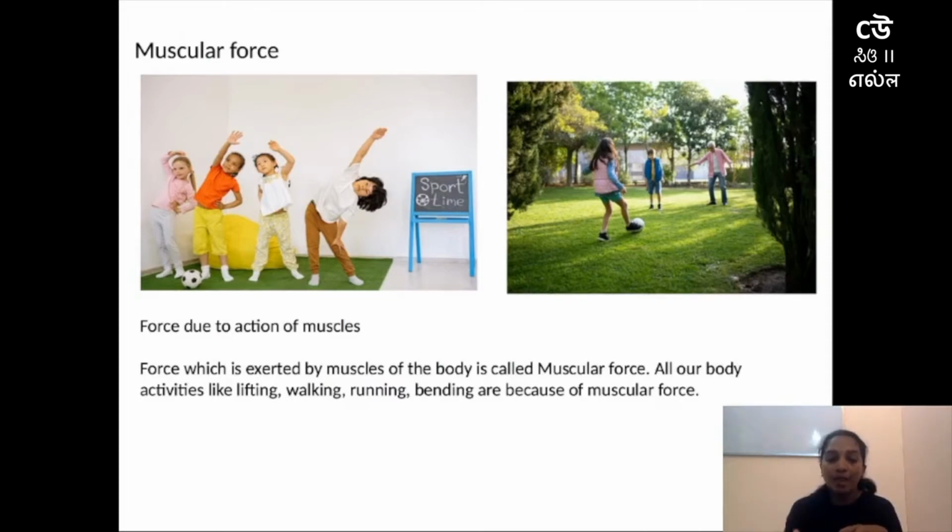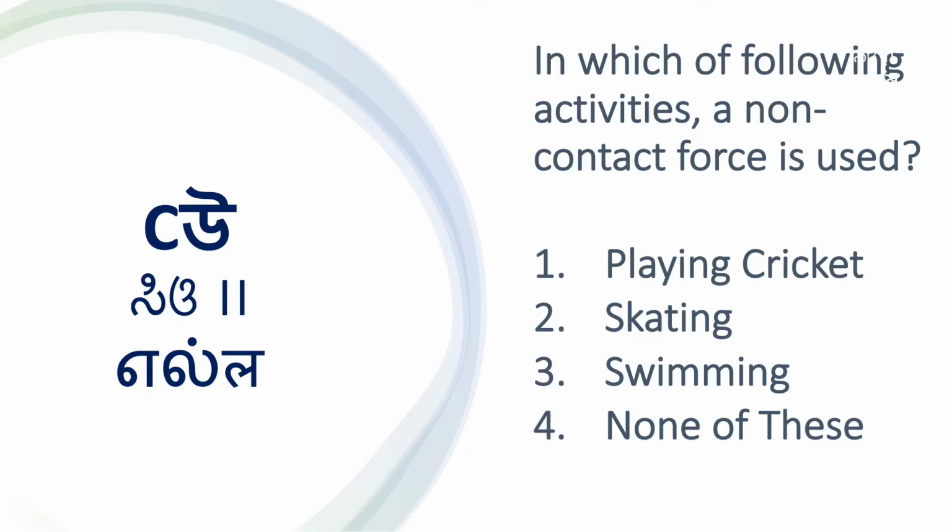All our body activities like lifting, walking, running, bending are because of muscular force. And this force is an example of contact force. Why? Because you're doing some action. When you're doing some action, you're considered as one of the objects, and the muscles are considered as one of the objects. And the object which you lift is another object, and they both will be in contact with each other. Whenever force is exerted, the objects will be in contact with each other, therefore it is an example of contact force.